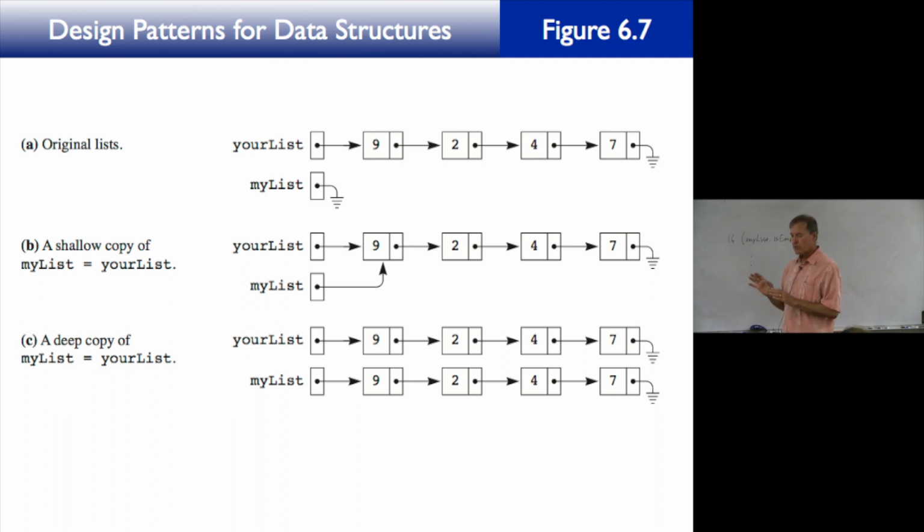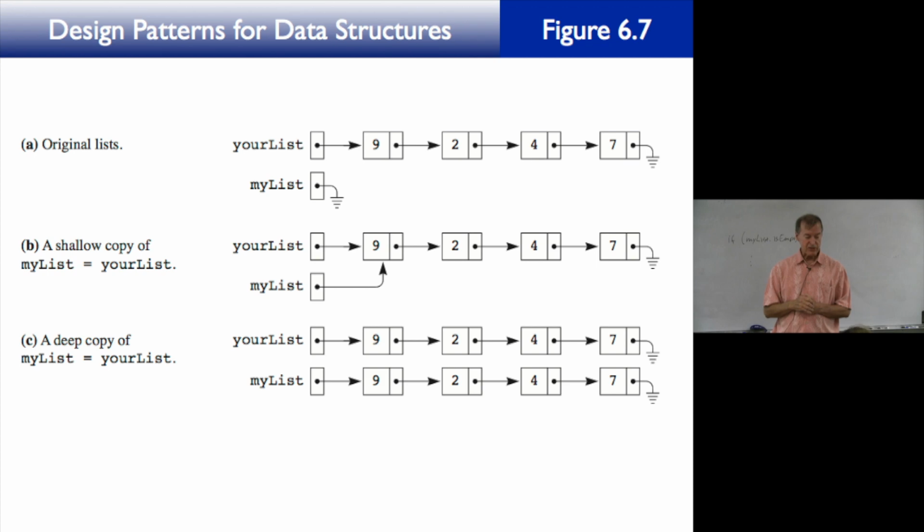But here is a really important idea in Figure 6.7 that applies to all kinds of linked data structures: the idea of a shallow copy versus a deep copy. Let's take a look at this figure and make sure we understand the difference. Suppose in part A we have two lists, your list, which points to a linked list that has 9247 and then a null pointer, and my list, which is empty.